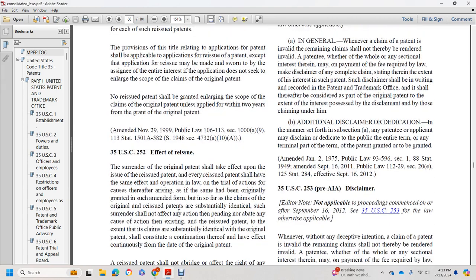Title 35 U.S. Code 252, effect of reissue. The surrender of the original patent shall take effect upon the issue of the reissue patent. Every reissued patent shall have the same effect and operation in law, on the trial of actions for causes thereafter arising, as if the same had been originally granted in such amended form, but in so far as the claims of the original and reissued patents are substantially identical, such surrender shall not affect any action then pending nor abate any cause of action then existing, and the reissued patent, to the extent that its claims are substantially identical with the original patent, shall constitute a continuation thereof and have effect continuously from the date of the original patent.